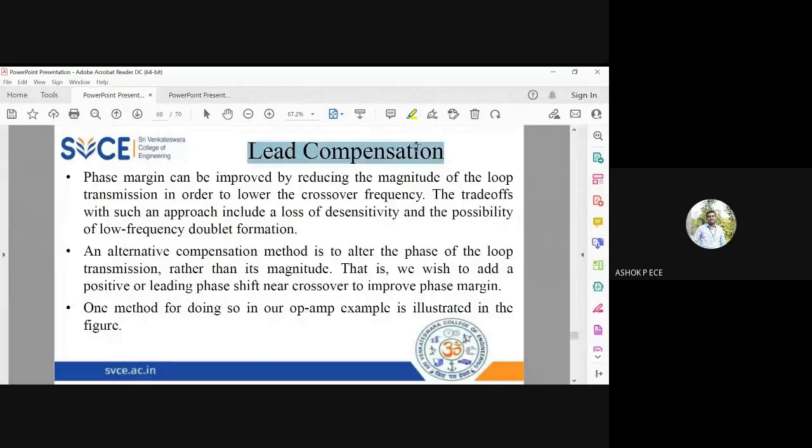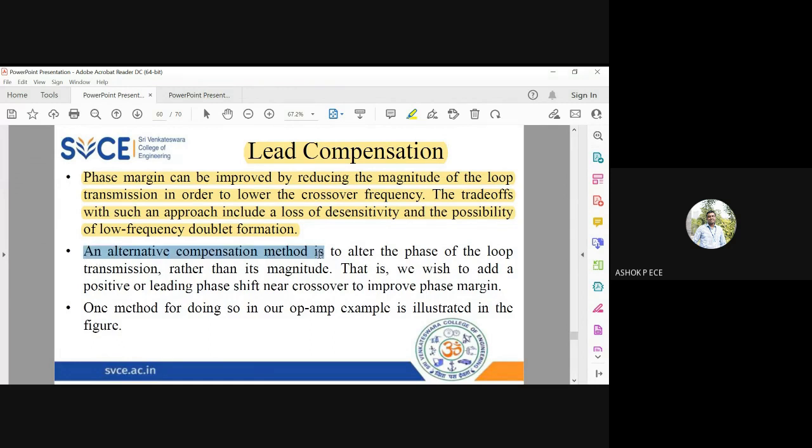Now we are going to look at lead compensation. Phase margin can be improved by reducing the magnitude of the transfer function to lower the crossover frequency. We have seen all the problems we have. That is going to be effective, but you have a lot of issues with that. So one alternative method is going to be to alter the phase of the loop.